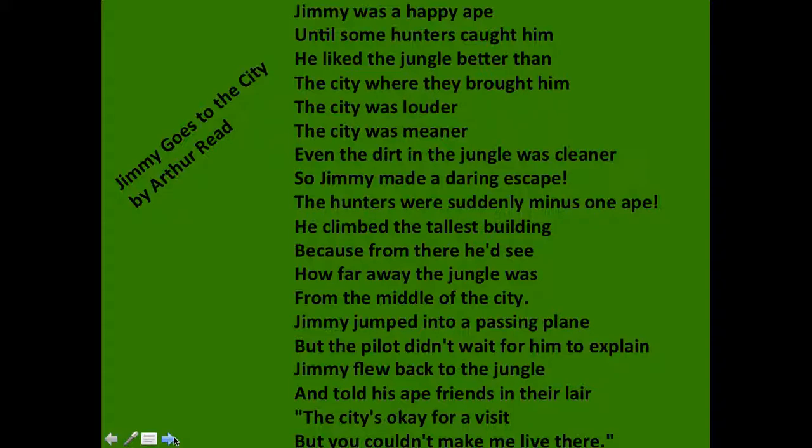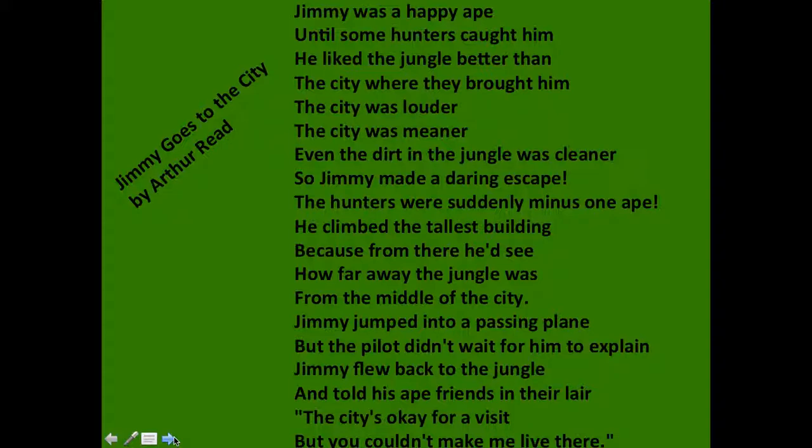So here we go. Jimmy was a happy ape until some hunters caught him. He liked the jungle better than the city where they brought him. The city was louder, the city was meaner, even the dirt in the jungle was cleaner. So Jimmy made a daring escape. The hunters were suddenly minus one ape.